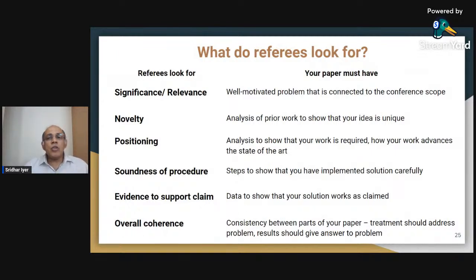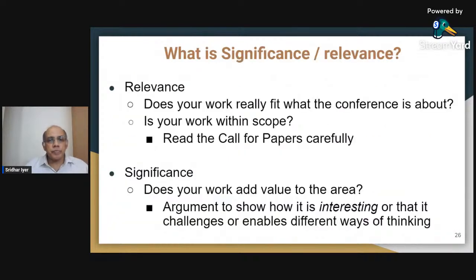Now let's look into each of these a little more closely. Like I said earlier, relevance is basically asking the question, does your work really fit what the conference is about? Is your work within scope? What happens if you send your work to a conference that is out of scope? The program chairs of the conference will not even send it out for review. It will be what is called a desk reject. It will be rejected right there.